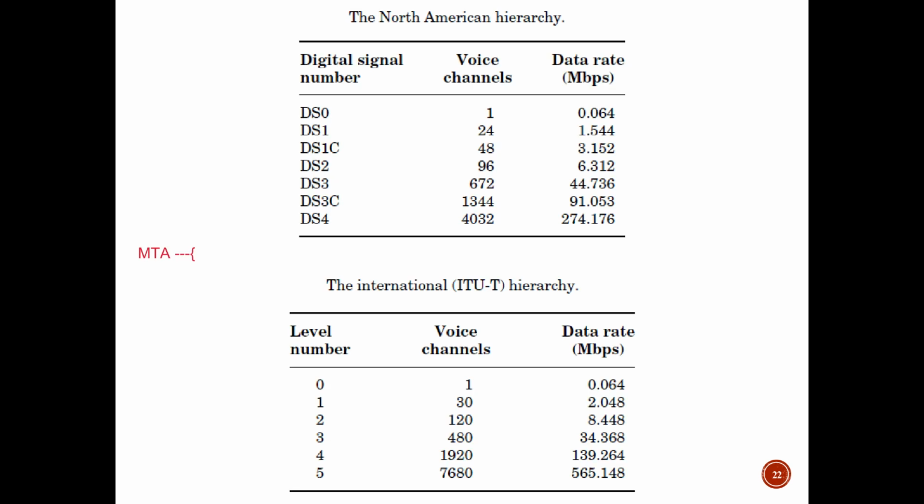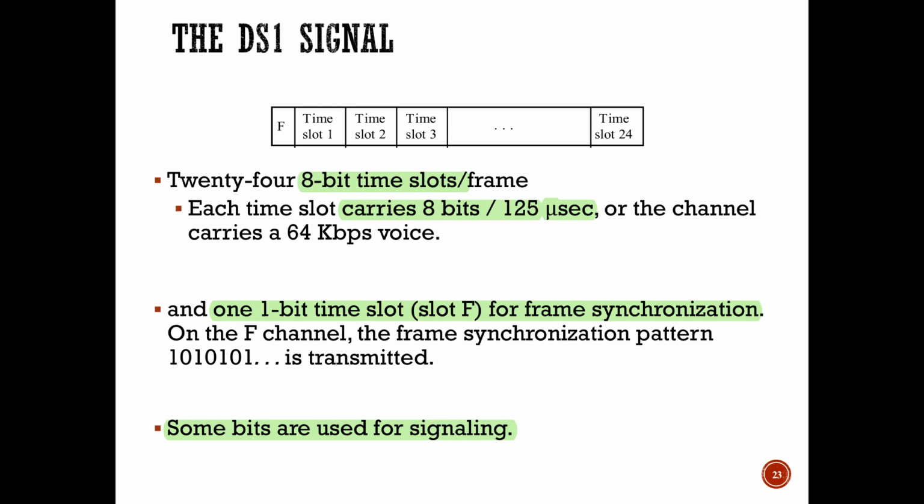The North American hierarchy, the International ITU-T hierarchy. The DS1 signal has 24 8-bit time slots per frame. Each time slot carries 8 bits per 125 microseconds, so the channel carries a 64 kilobits per second voice, and one 1-bit time slot, slot F, for frame synchronization. On the F channel, the frame synchronization pattern 1010101 is transmitted. Some bits are used for signaling.